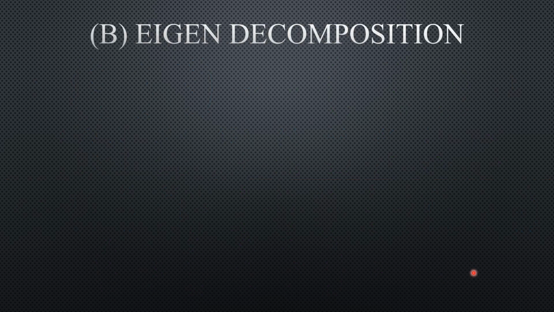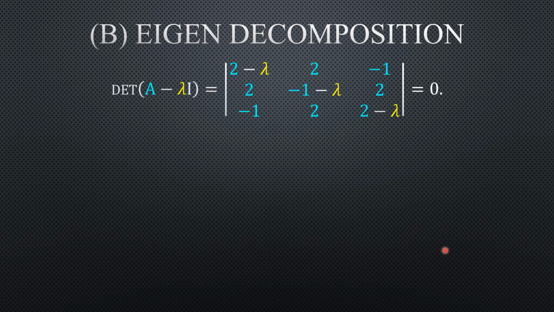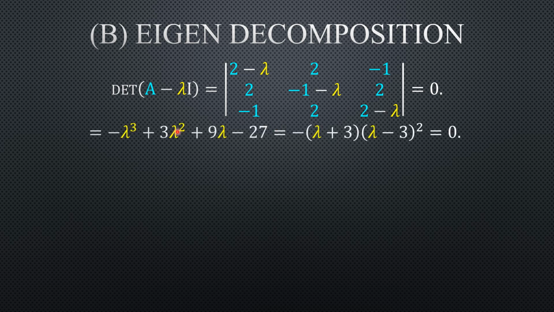Now into the heart of this problem, the eigen decomposition. So again, to get the eigenvalues, we need to use the characteristic equation. And so what we see here is set the determinant of A minus lambda I equal to 0. Again, must be singular, hence 0. Set up our determinant. We've seen this a handful of times, so we should be comfortable with it. That being said, we end up with negative lambda cubed plus 3 lambda squared plus 9 lambda minus 27.